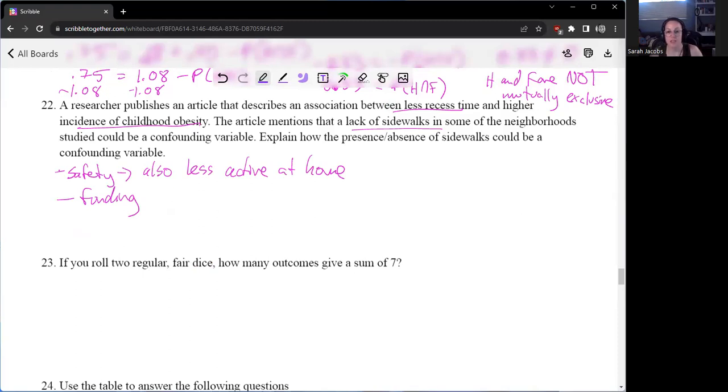And this is a good example of a confounding variable doesn't necessarily mean that there's not some relationship between recess time and the incidence of childhood obesity. It just means there's other things that are having an effect. So it's just important to consider it's not always just A and B.